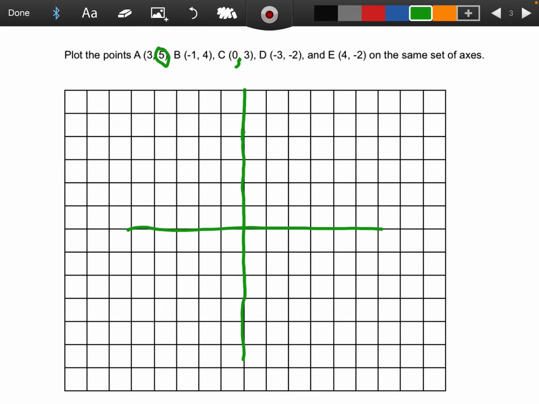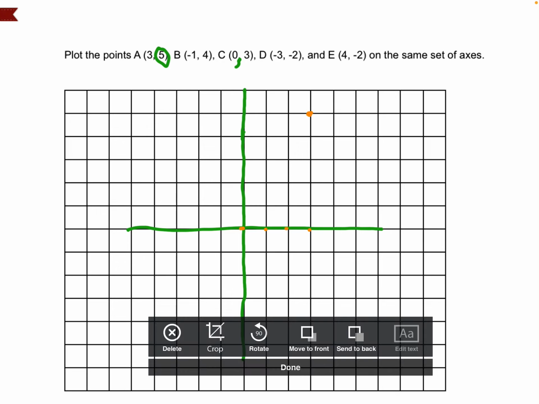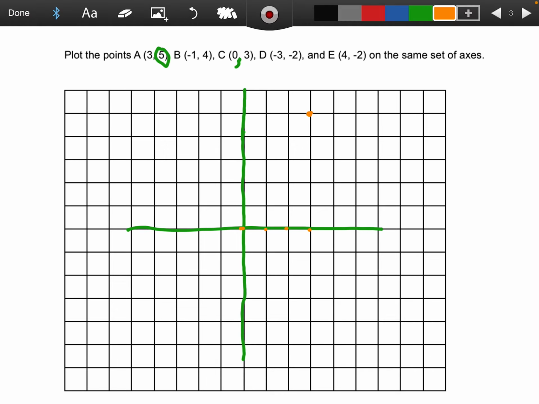Okay, so if we plot point A, we've got 3. We start at the origin and we're going to count 3 horizontally, 1, 2, 3, and then 5 vertically, 1, 2, 3, 4, 5. So our first point is here. We have point A there. Point B, -1 horizontally and 4 positive vertically. 1, 2, 3, 4. So we end up here with point B.